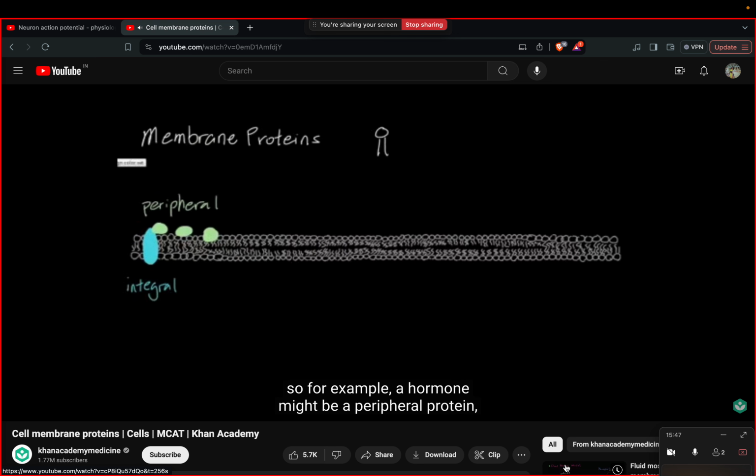So for example, a hormone might be a peripheral protein, and it might attach to the cell, make the cell do something, and then leave. Peripheral proteins can also exist inside the cell on the cell membrane. Another type of protein is extremely rare, and it can appear inside the cell membrane like that. And we call this a lipid-bound protein.